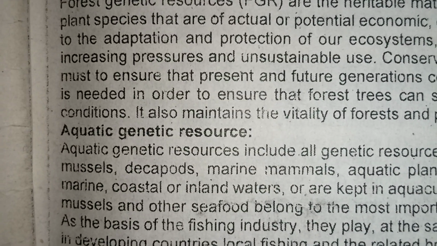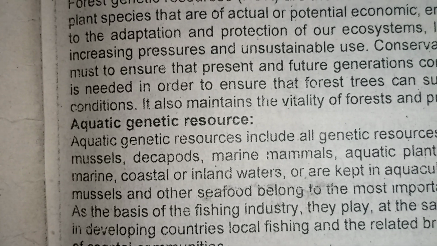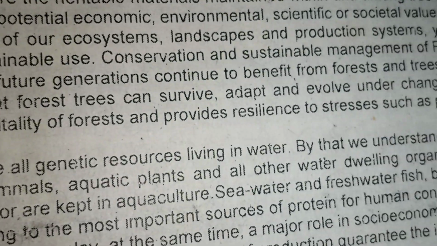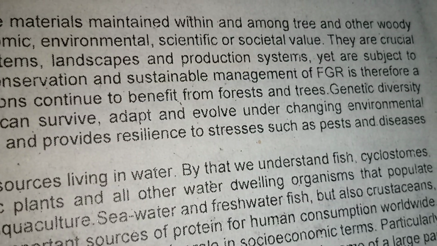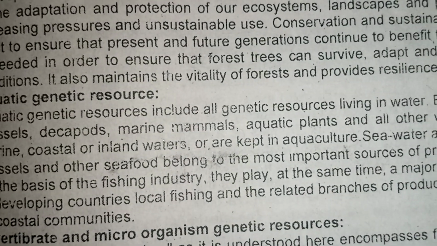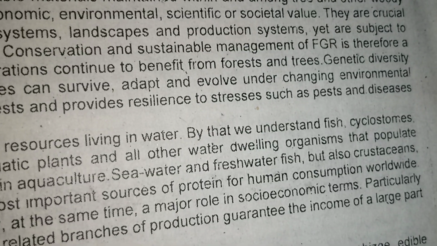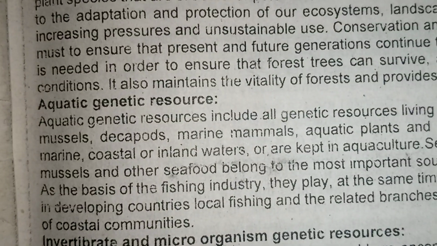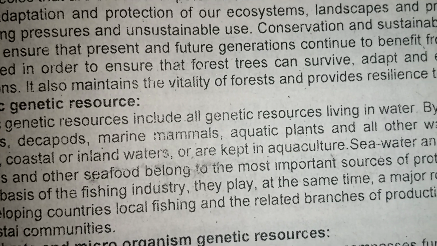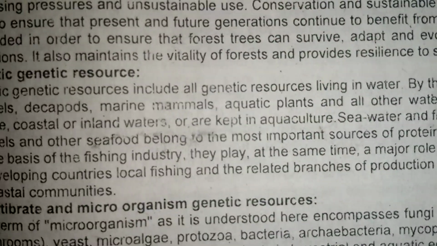Aquatic genetic resources is the fourth type of genetic resources which we study. Aquatic genetic resources include all genetic resources living in water. By that we understand fish, cyclostomes, mussels, decapods, marine mammals, aquatic plants, and all other water-dwelling organisms that populate marine, coastal, or inland water or are kept in aquaculture, seawater and freshwater fish, but also crustaceans.